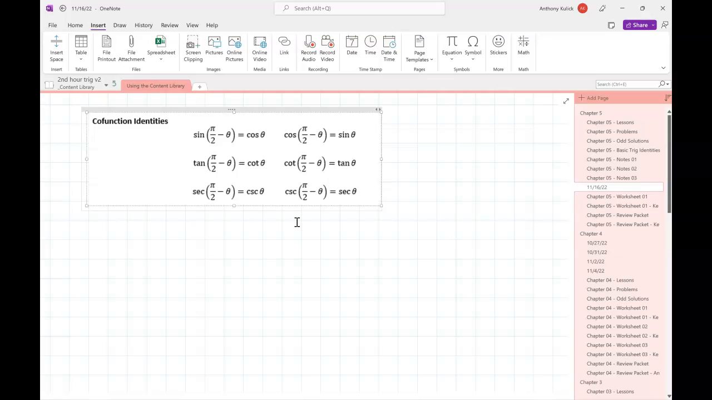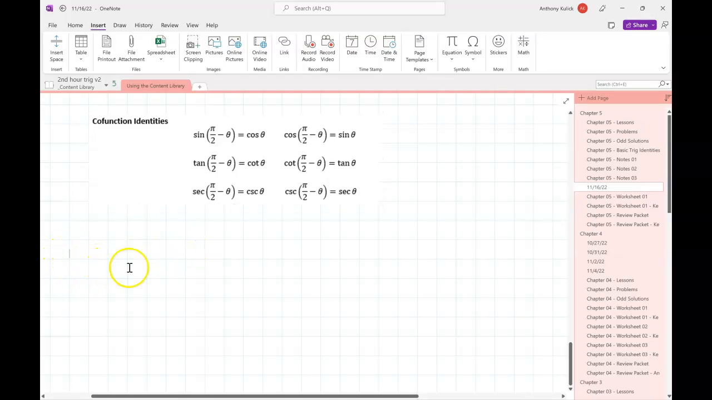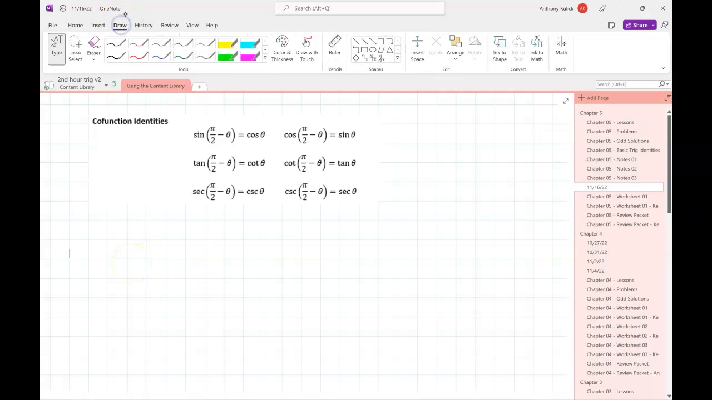Pi over 2 minus theta. Correct. That's just symbols for the complement of theta, right? All right. One more set of identities, and then we'll start looking at some problems.